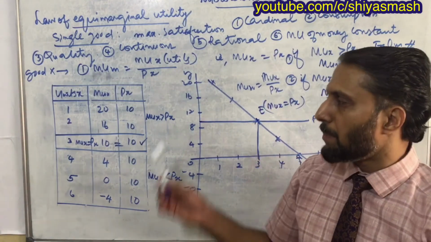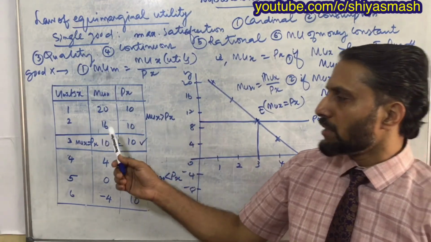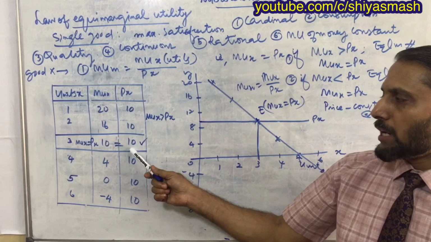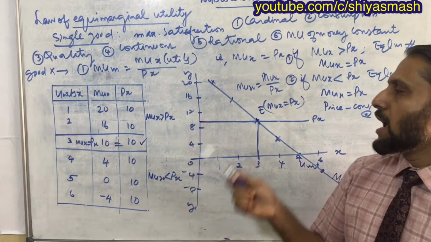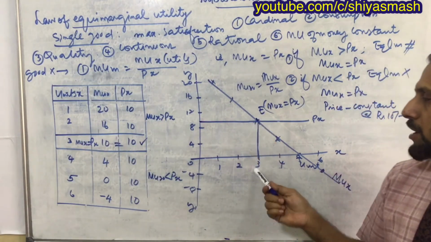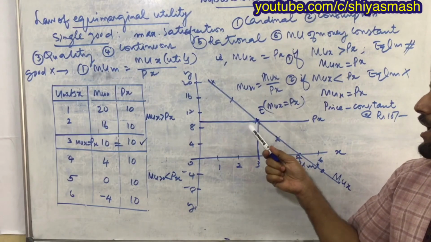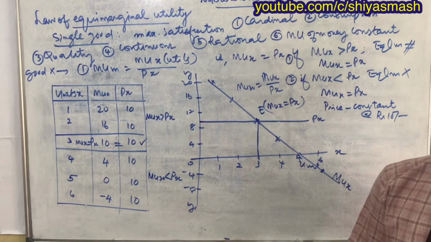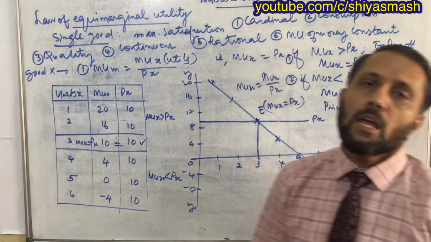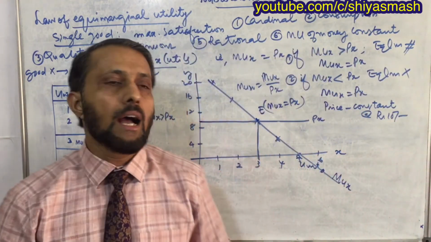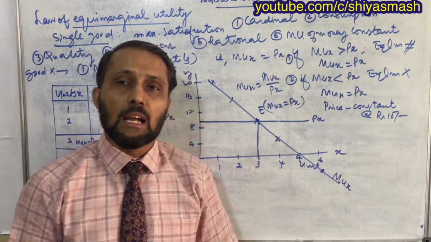Once again, let's sum up. At point 3, the price of the commodity is equal to the utility of the commodity. In this diagram, at point E, MUX is equal to PX and MU of money is equal to MUX by PX. This is the equilibrium with the single commodity approach.